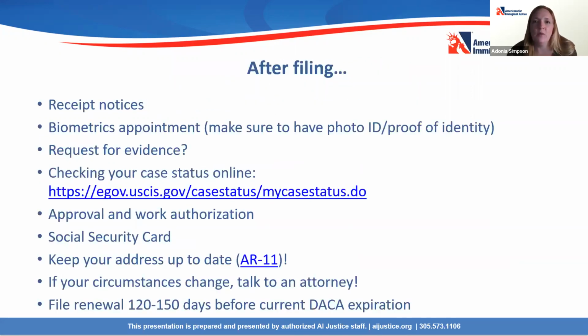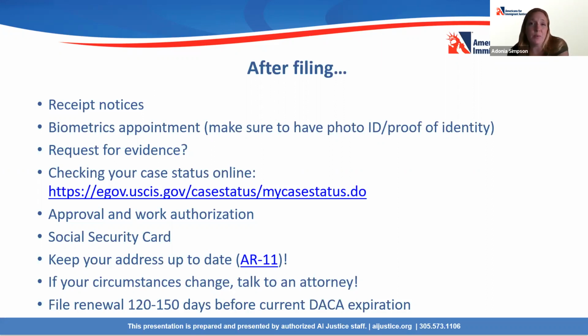But let's talk about what happens once the application has been submitted. First of all, you're going to get receipt notices. You'll get receipt notices for both your I-821D, your DACA application, and your I-765, your work authorization. The receipt numbers will be on the top of the receipt notice. The receipt notice will also indicate what date your application was received. These receipt notices are extremely important.